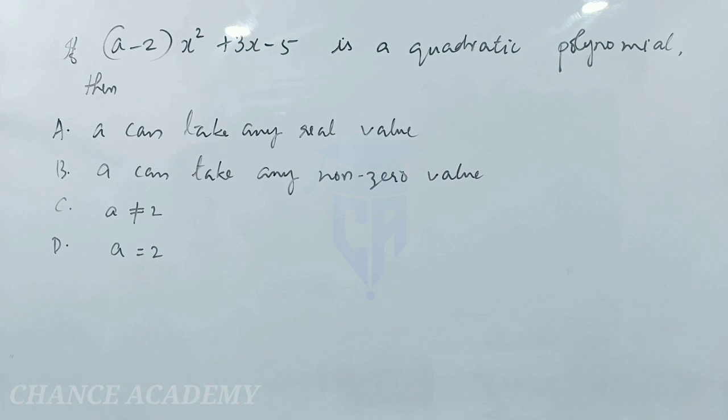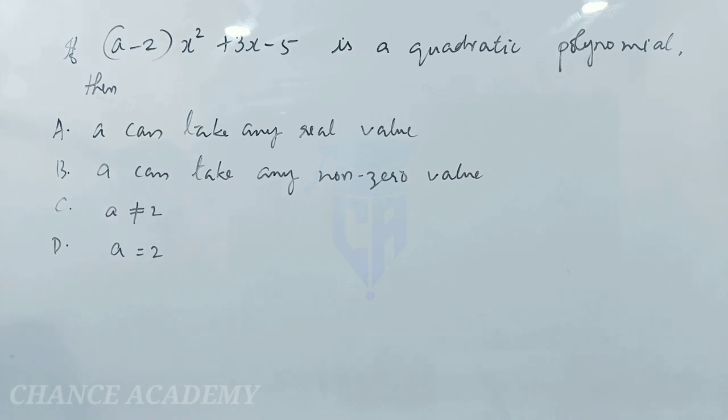Question, it's from quadratic polynomial. It's relatively simple compared to the previous one. If a minus 2x square plus 3x minus 5 is a quadratic polynomial, then four options are given for the values of a. A can take any real value, a can take any non-zero value, a not equal to 2, a equal to 2.